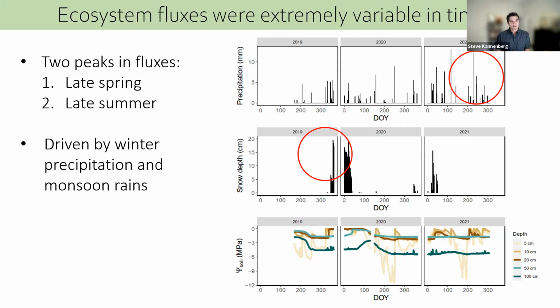The final thing here is I want to draw your attention to how these inputs of water impact soil water potential. On the bottom graph here, you can see that when we did have this snowpack that melted, that was really the only thing that was able to affect these deeper layers of soil moisture, which are the teal lines here. And shallow soil water potential, which are these lighter tan lines, were highly variable and responded to more summertime water availability.